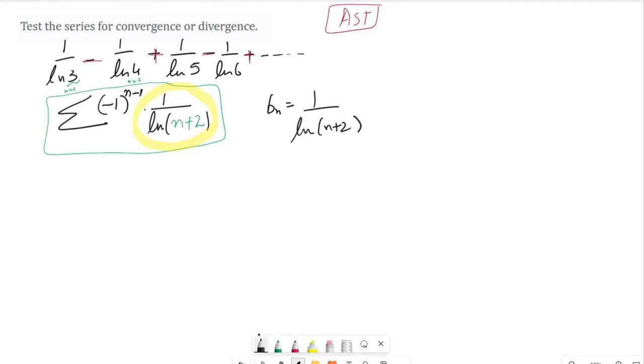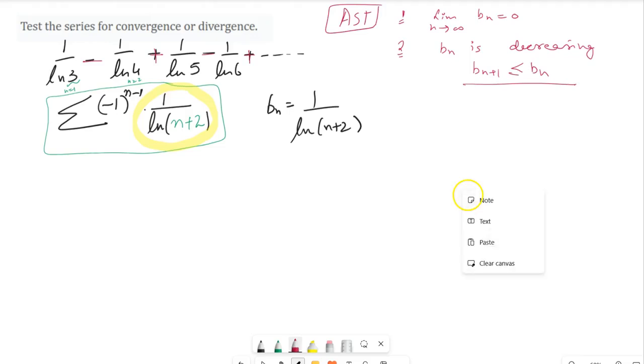To check AST, I need to check two conditions. Part 1, that limit n approaches to infinity of Bn is equal to 0. And the second condition is that Bn is decreasing. That means that Bn plus 1 should be smaller than or equal to Bn. That's what we need to prove. Okay. So let's try checking the first condition.